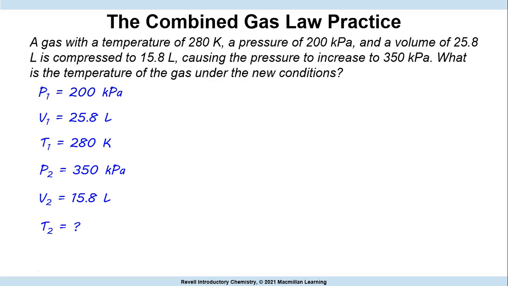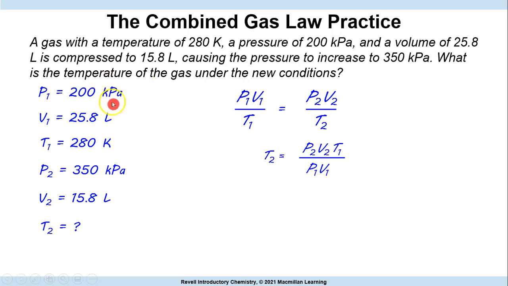So we are going to state the combined gas law, and then we make T2 the subject of the formula. So the combined gas law states that P1 V1 over T1 is equal to P2 V2 over T2. Now, we are going to make T2 the subject of the formula. So T2 is equal to P2 V2 T1 over P1 V1.